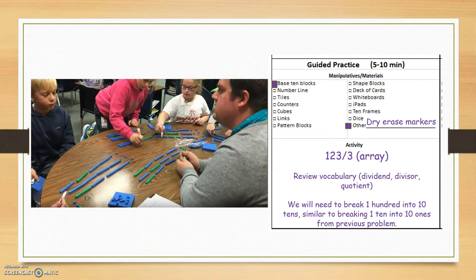He ended his small group with the guided practice component. He had the problem 123 divided by 3 using an array again, talking about that vocabulary again, and even looking at the issue of breaking 100 into 10 tens, similar to when he was doing his direct instruction and breaking his 110 into 10 ones on the previous problem. So this is the guided practice, the we do. Notice he is modeling and the students are modeling at the same time. They're working through that problem together.